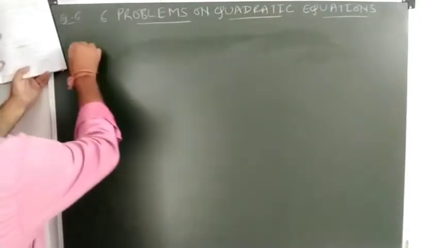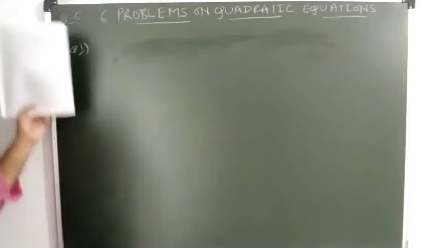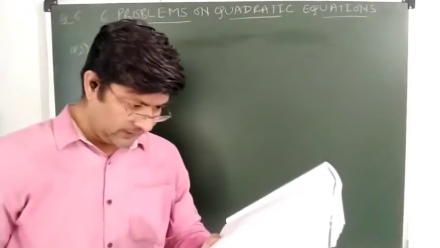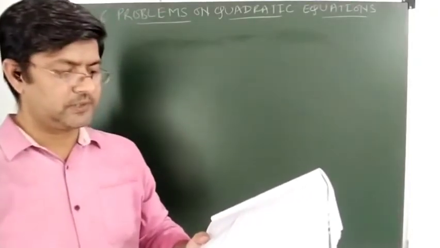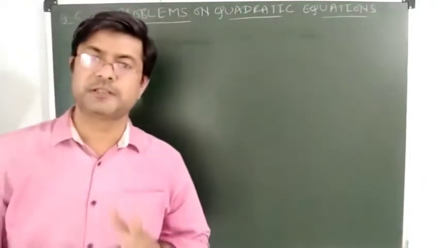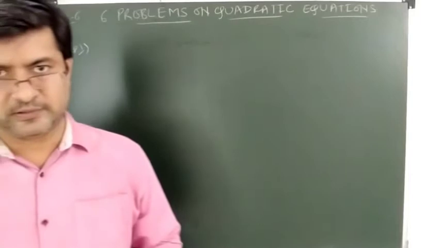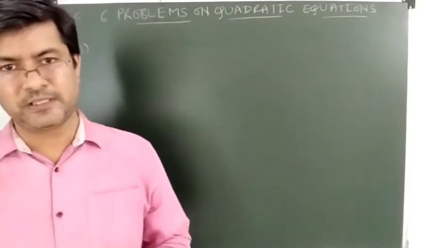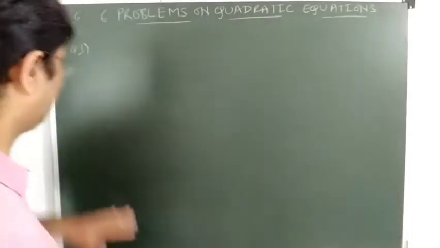Exercise 6, question number 1. Let us read the question. Find two natural numbers whose sum is 50 and product is 525. Here we have to find two natural numbers. Clear? Whose sum is 50 and product is 525.